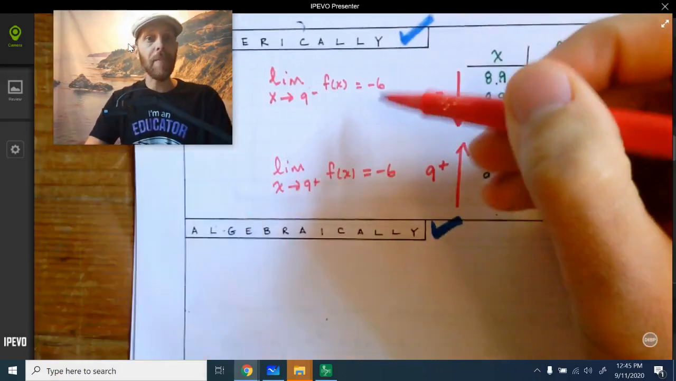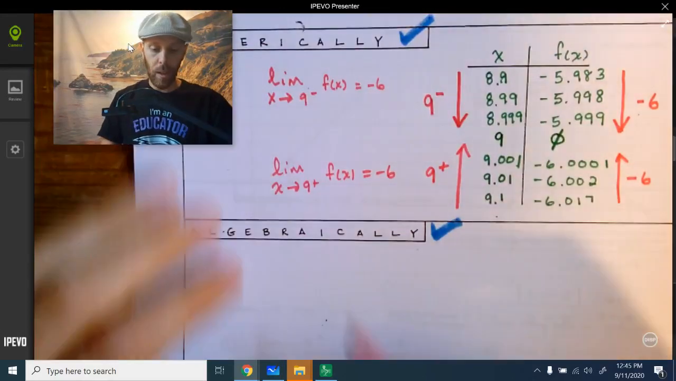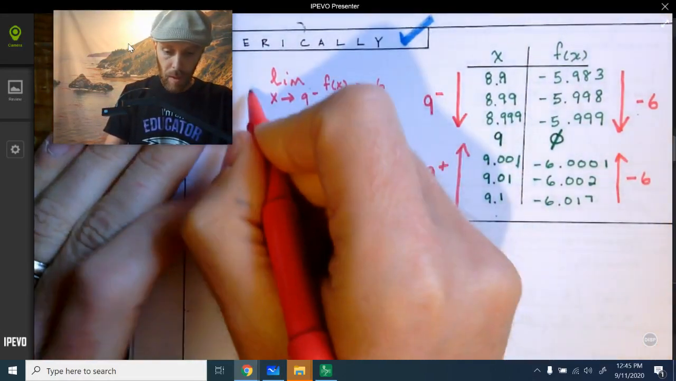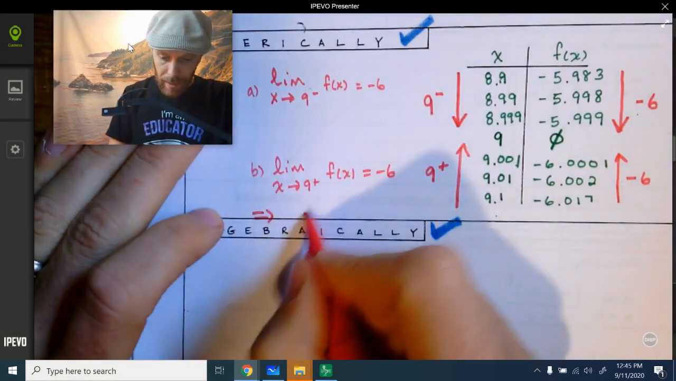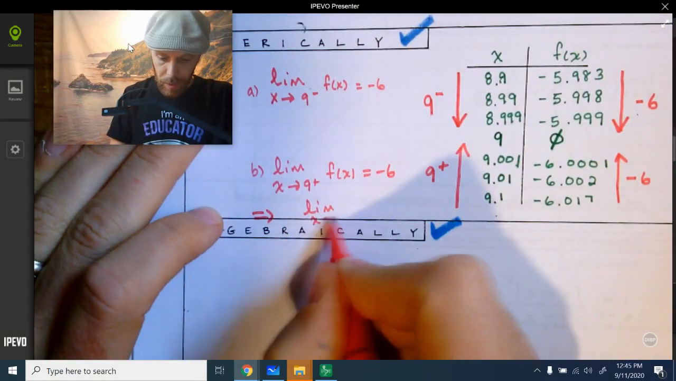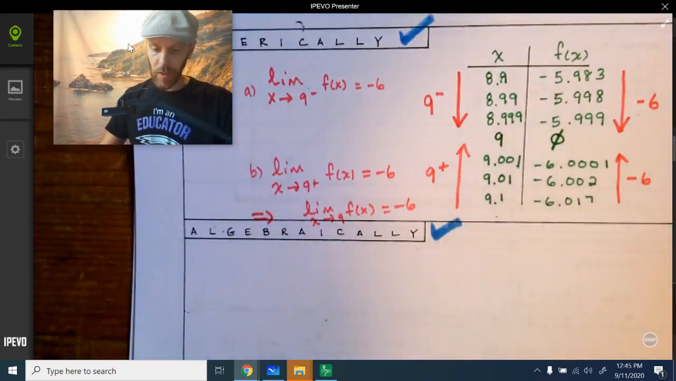Now, since from the left side we're getting negative 6 and from the right side we're getting negative 6, what conclusion can we make from this? A and B imply that the limit as x approaches 9 of f of x in general is negative 6. There's our answer.